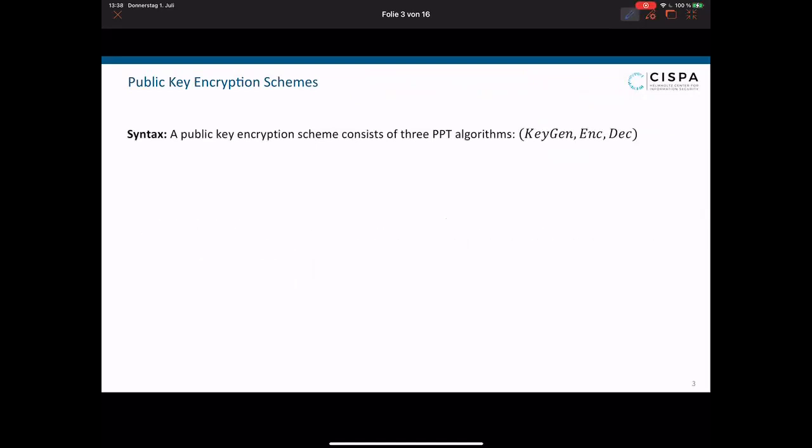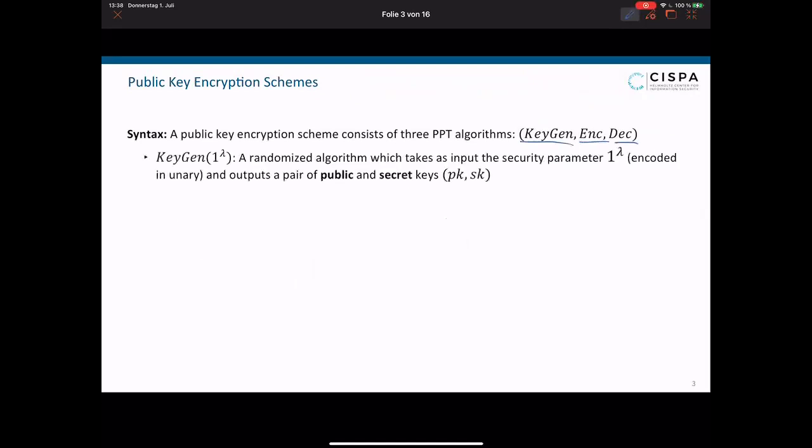Good. So now let's talk about first the syntax of public key encryption schemes. So public key encryption consists of 3 PPT algorithms, Keygen, Enc, and Dec, with the following syntax. On the face of it, those look like the algorithms we had for private key encryption. This was also Keygen, Enc, Dec. Keygen is a randomized algorithm which again takes as input the security parameter encoded in unary, but now outputs both public key and secret key.